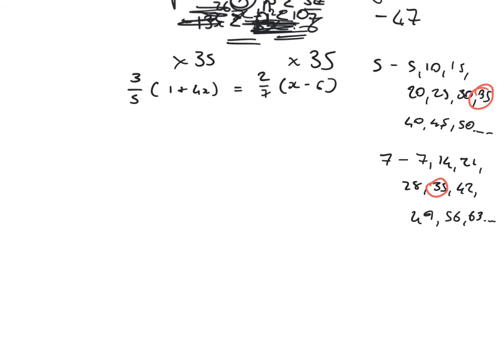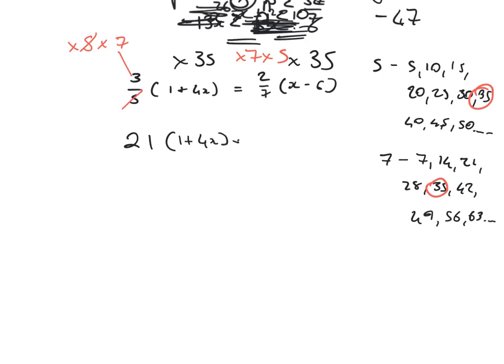Now, over here, I'm going to think about it as multiplying by 5 and multiplying by 7. And over here, multiply by 7 and multiply by 5. Okay, multiply by 5 cancels the divide by 5. But I still need to multiply by 7. Gives me 21 lots of the bracket.